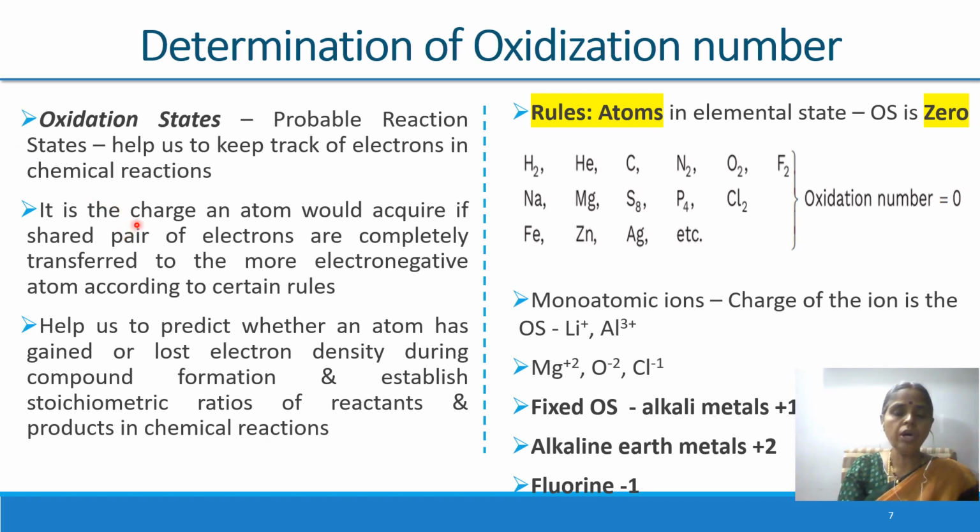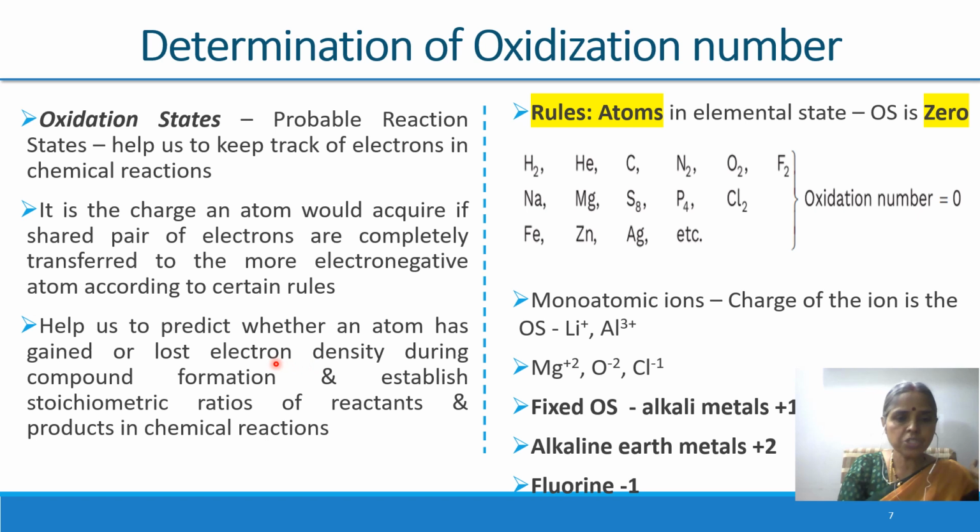Why should we know about oxidation state? Because oxidation states help us to keep track of electrons. You know, where are the electrons, who is giving electrons, who is taking electrons, is there an increase in electron density of an atom due to compound formation, or is there a decrease in electron density due to compound formation for a particular atom of an element.